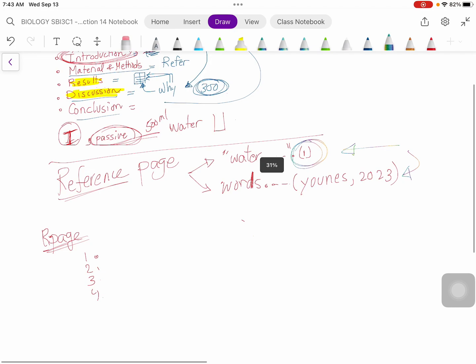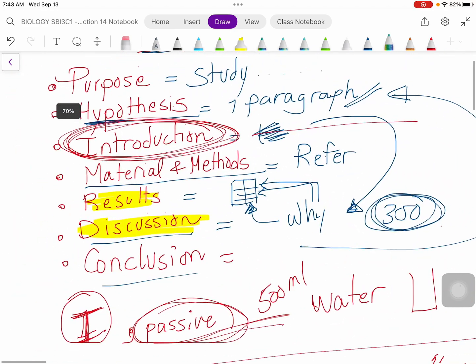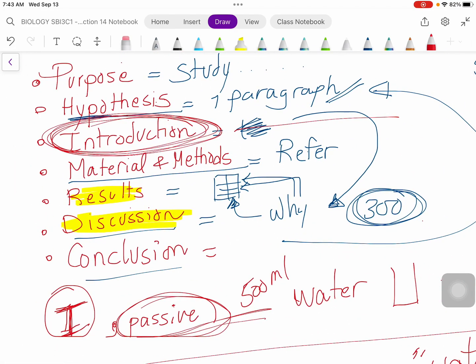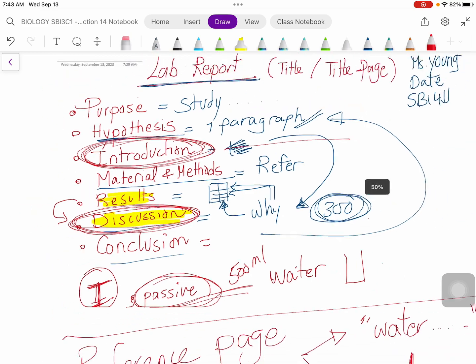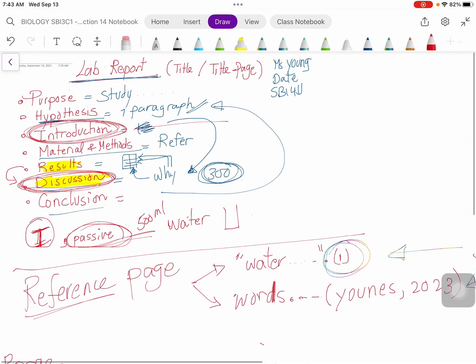All right, you have to do referencing in the introduction and in the discussion. Why? Because you are giving me facts from outside, not from your brain. You got this result, and this is why. You look it up, you research it. I hope this helps you to write your lab report.